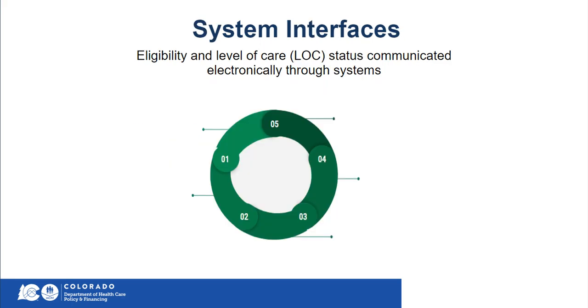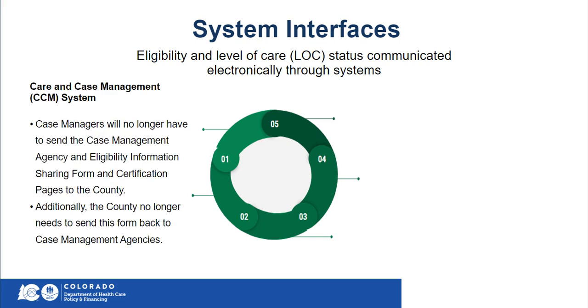The eligibility and level of care, LOC status, is communicated electronically through these systems. The Care and Case Management System has been updated to eliminate the need for case managers to send the case management agency an eligibility information sharing form and certification pages to the county. The process has been streamlined, and the county no longer needs to send the form back to the case management agencies.